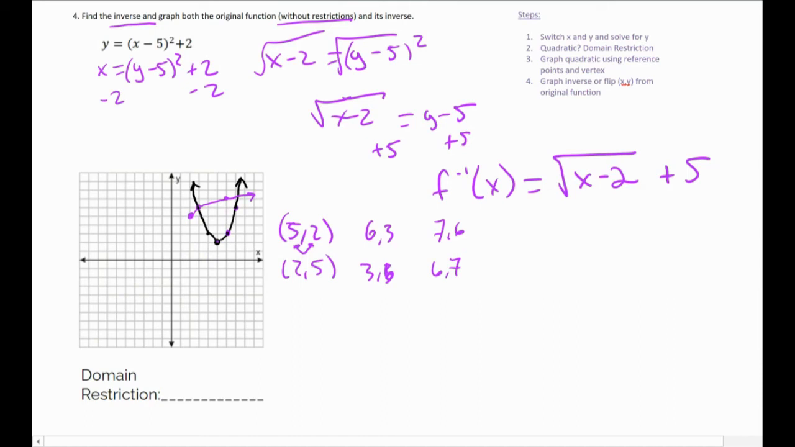The domain restriction that we needed for that was we took all of the x values that were greater than or equal to 1, 2, 3, 4, and the h value, which is 5.